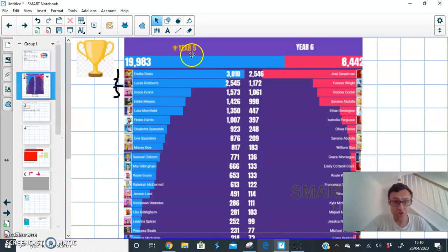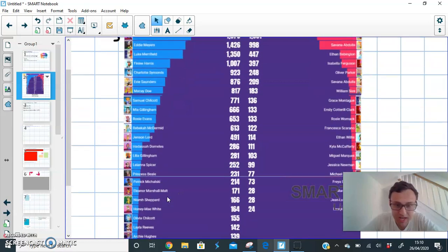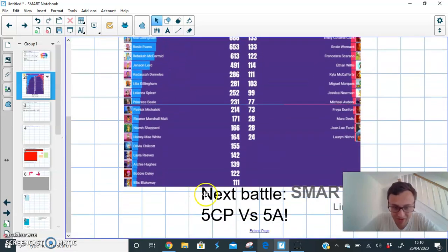So a huge well done to all of Year 5, those that took part in the TT Rockstars Challenge against Year 6. We absolutely smashed them. We beat them by over 10,000 points, but a special shout out to Amelia, Lucas and Grace for the top 3 spots. You're on the podium, and every single child that took part, you did really well. That's excellent to see. Next challenge, next battle is 5CP against 5A.